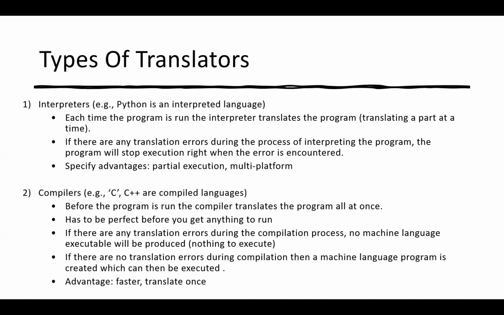If there are no translation errors, that means the code is perfect, then it will generate the executable file, which is a machine language program that can be executed. And the advantages are that it is faster and it translates once. But with an interpreter, every time you run, the program gets converted line by line, or statement by statement.